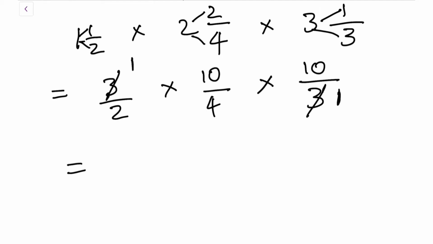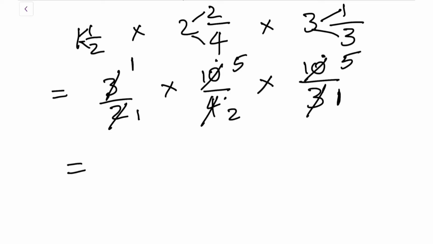Anything else? Yes, we have 2 and 10. So, the common factor is 2. Let's divide both 10 and 2 by 2. 2 1s are 2, 2 5s are 10. Anything else? We have 4 here and we have 10 here. Again, 2 is the common factor. So, 2 2s are 4, 2 5s are 10.